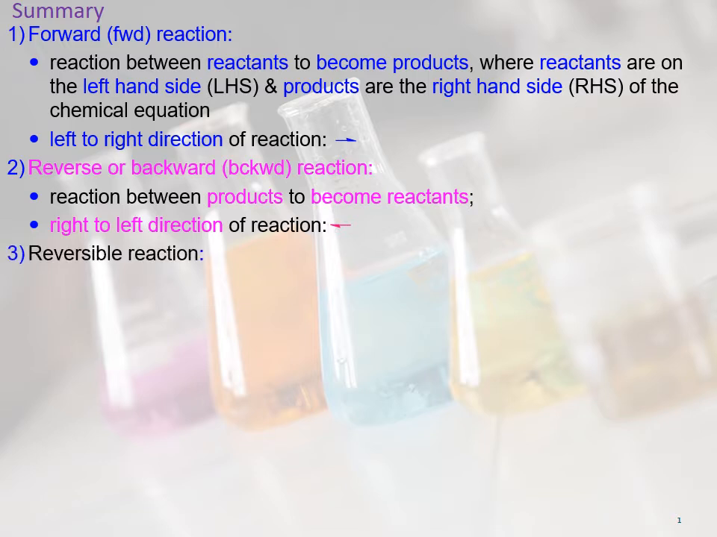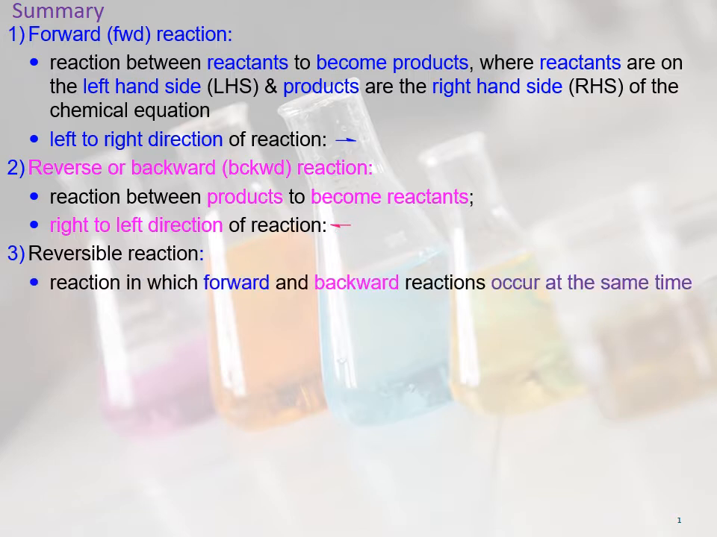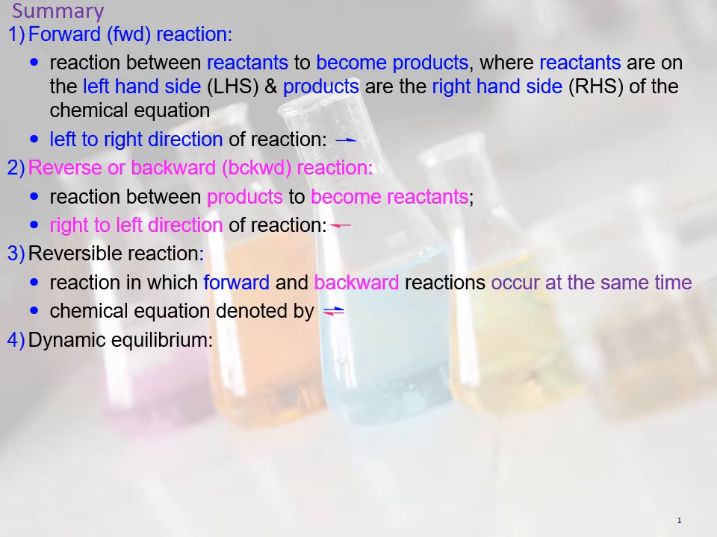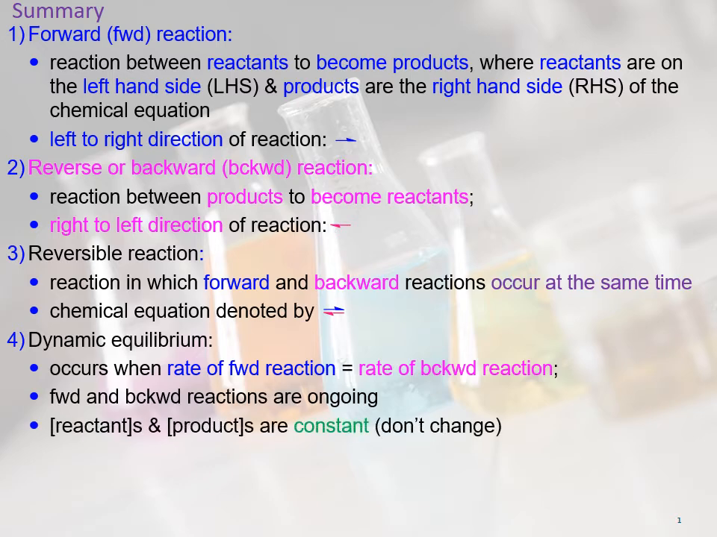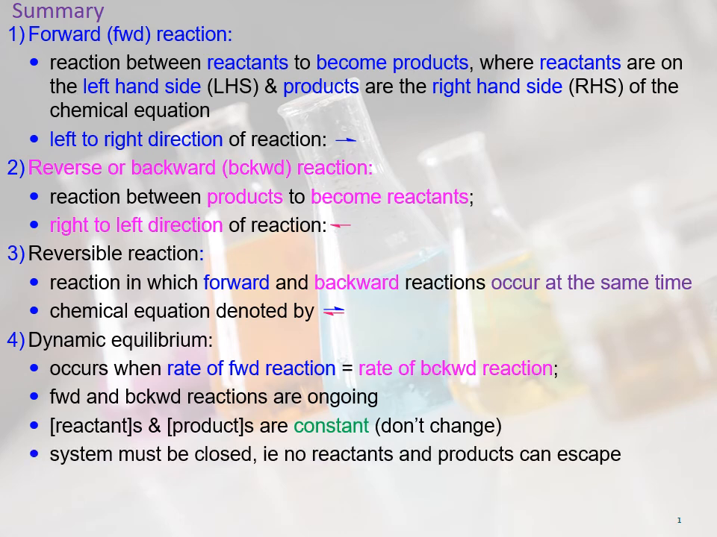A reversible reaction is one in which the forward and backward reactions occur at the same time. Its chemical equation is denoted by a double arrow. Features of dynamic equilibrium. Dynamic equilibrium occurs when the rate of forward reaction is equal to the rate of backward reaction. The forward and backward reactions are ongoing. Reactant concentrations and product concentrations are constant. The system must be closed, that is, no reactants and products can escape.